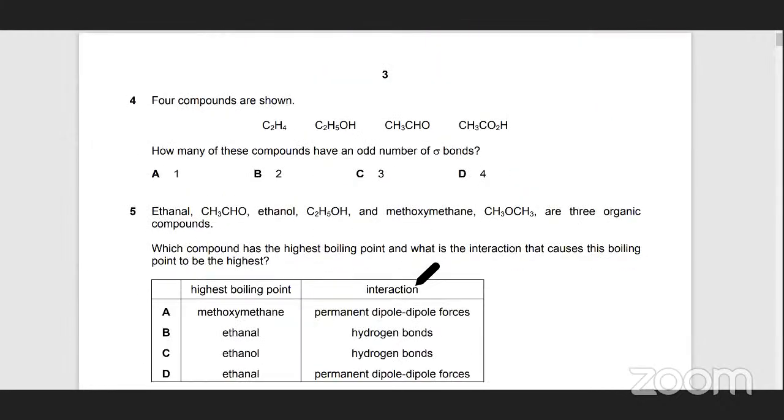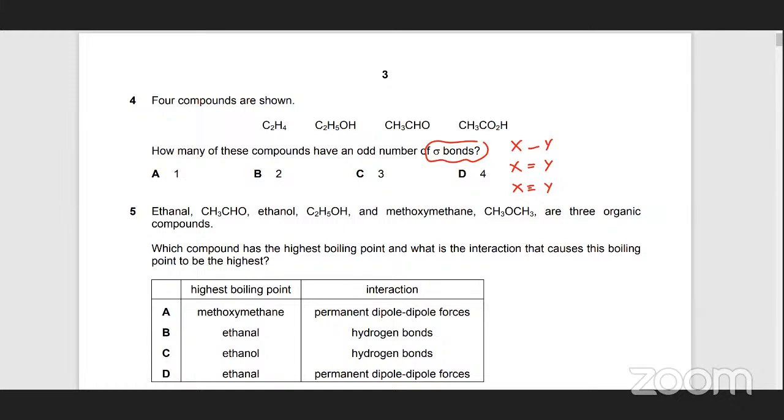As for the next one, 4 compounds are shown. How many of these compounds have an odd number of sigma bonds? So, what's a sigma bond? A sigma bond is whenever you see a single bond. Any single bond. Whenever you see a double bond, that's one sigma bond. Whenever you see a triple bond, that's still one sigma bond.